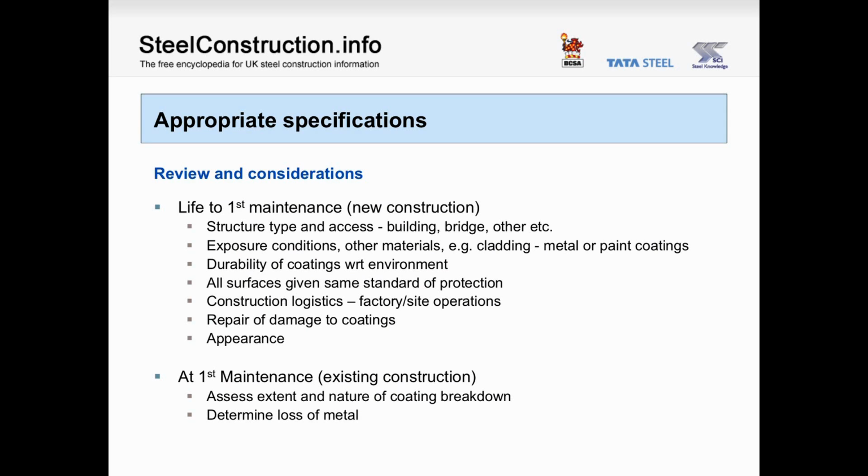The life to first maintenance of a new structure should consider access for equipment and a workforce. The exposure conditions may be influenced by other materials, for example cladding, which in turn will determine whether metal, paint or a combination of the two can provide the required durability. There are known performance data for a wide range of protective coatings to help the specifier.